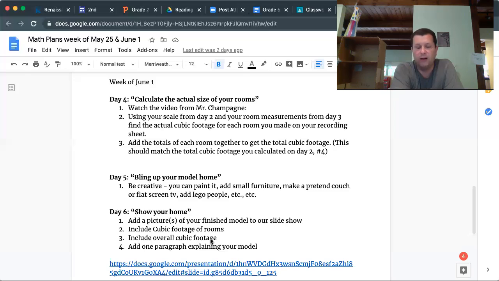Then I just want a quick paragraph. Doesn't have to be a paragraph, like 2 or 3 sentences explaining your model. You can have fun with it. Say, I want a big family room because I want to have a giant party, and I have Lego people in there having a party right now. So have fun with it and write a little blurb about your model, and then we can look at everyone's different model.